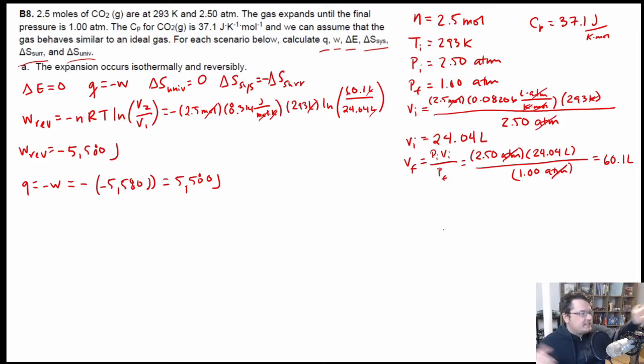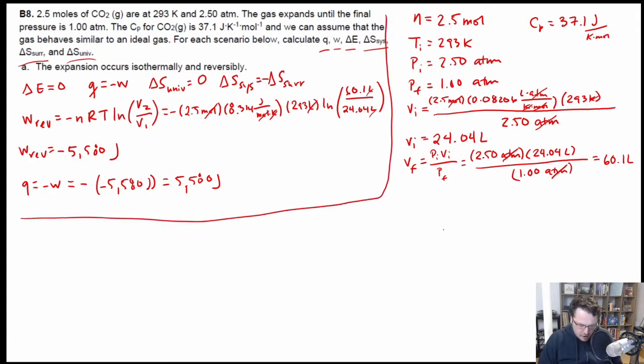So that's how you get Q. So that part is done. We're done with Q. We're done with work. We're done with delta E. Now we just need to focus on the entropy part. So now for the entropy, all we have to use is the equation delta S of the system is equal to Q over T. We can just simply use that value right there for what we're looking at.